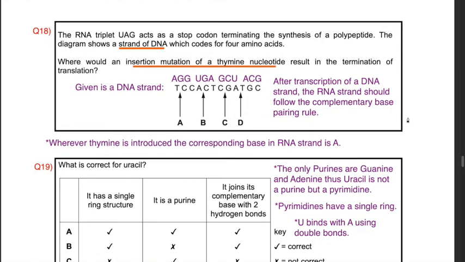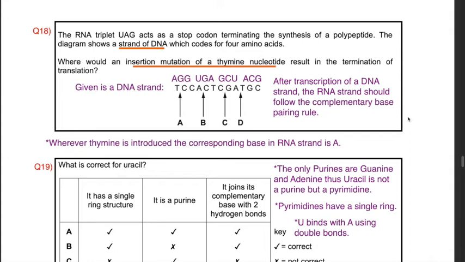Question 18. The RNA triplet UAG acts as a stop codon terminating the synthesis of a polypeptide. The diagram shows a strand of DNA which codes for 4 amino acids. Where would an insertion mutation of a thymine nucleotide result in the termination of translation? Given is a DNA strand as mentioned in the question, because the question says the diagram shows a strand of DNA. So you have to carry out the complementary base pairing rule and find out the mRNA strand, which would be AGG, UGA, GCU, ACG.